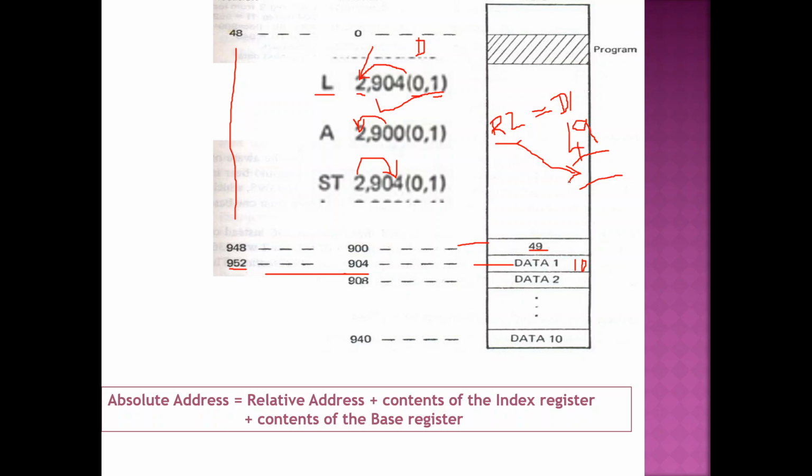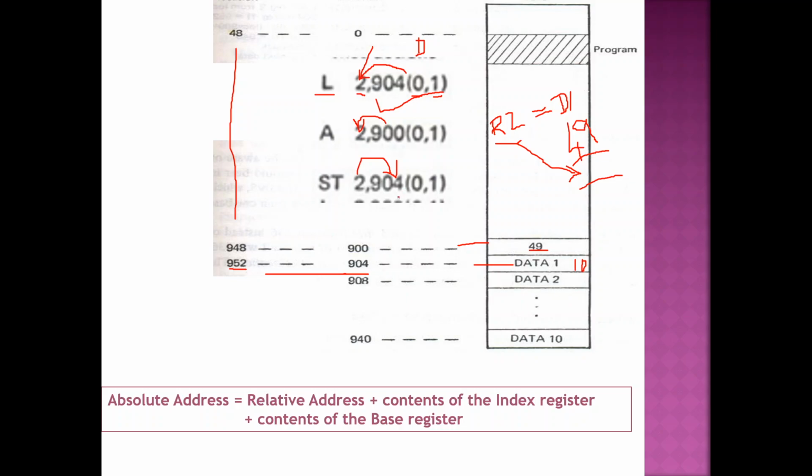Now store. My sum is in register 2. I have to store it in location 904. Why 904? That is where data 1 was. I added 49 and again I have to store that sum in 904 only. Similarly, I will add 49 with data 2 and store the sum in 908, add 49 with the data in 912 and the sum has to be present in 912 only, and so on. That's what we are going to do.